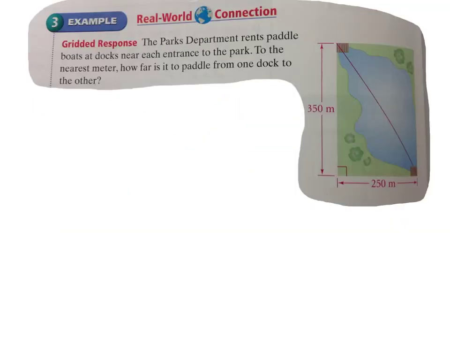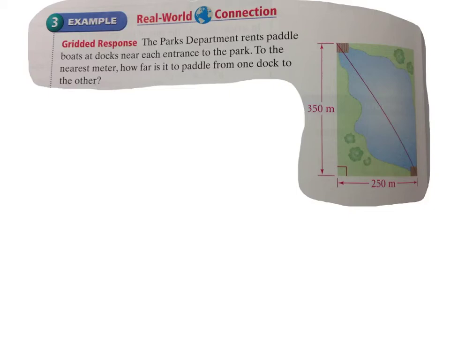Now let's look at example 3 that we talked about back at the beginning of the lesson. It says a Parks Department rents paddle boats at docks near each entrance to the park. To the nearest meter, how far is it to paddle from one dock to the other? Well, you can see they formed a giant right triangle where one leg is 250 meters and the other leg is 350 meters, and it asks us to figure out how far it is on the hypotenuse. So please pause the video while you try to figure it out. And then we'll see if you got it right, again without looking in your book.